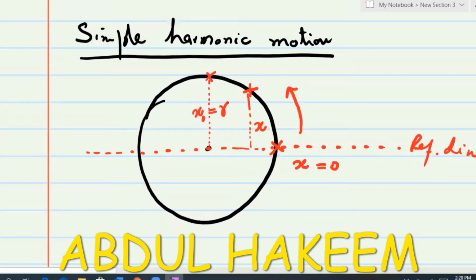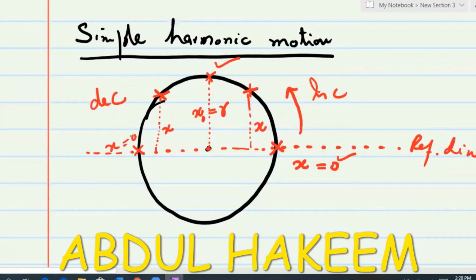On further rotation, when the cross mark reaches here, its displacement from the equilibrium reference line is this, which is not 0, but when it reaches here, its displacement is 0. Look, initially the displacement was 0. It was increasing up to this, and then it starts decreasing, and finally here it becomes 0.